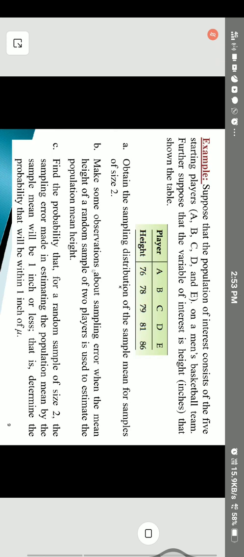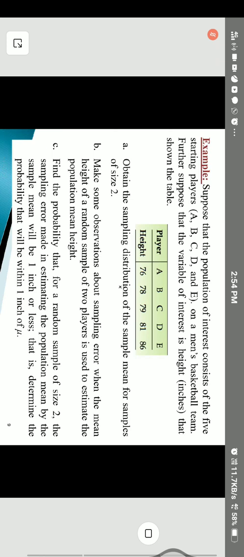Sample mean. And then you make some observation now. Maybe you take A and B, A and C, A and D, D and E. So make some observation about sampling error when the mean height of a random sample of 2 players is used to estimate the population mean height.